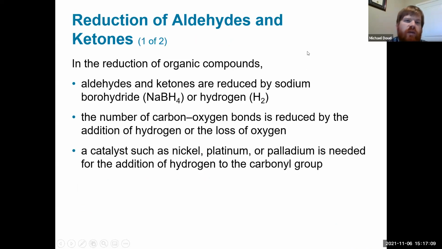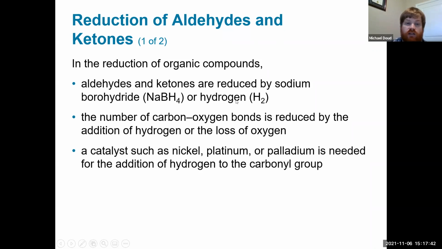Okay, next up, talking about reduction. For aldehydes and ketones, just as alcohols can be oxidized to aldehydes for primary alcohols or ketones for secondary alcohols, the reverse reaction can occur as well. If you treat an aldehyde with a reduction reagent, for example, sodium borohydride, NaBH4, so it's the sodium ion and the borohydride ion, which is BH4 minus.